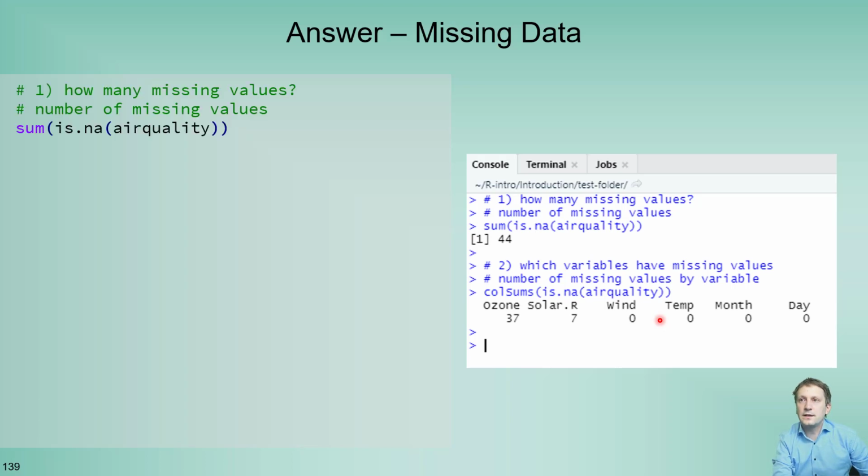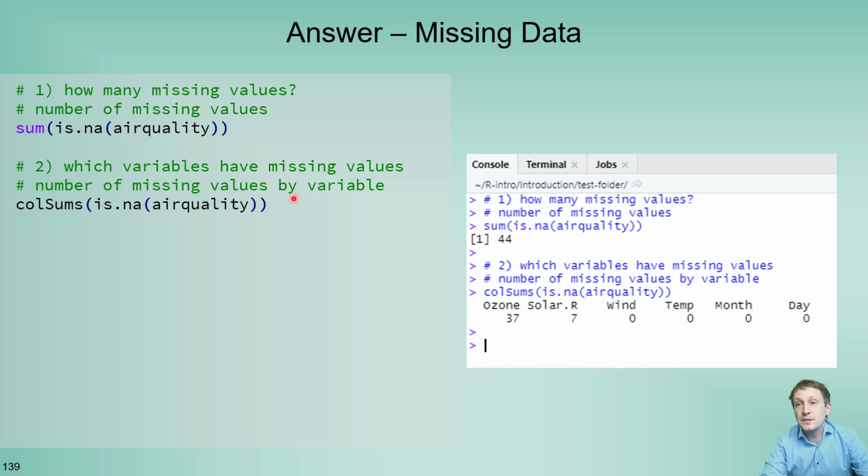Okay, let's take a look at the answers. So how many missing values do we have? So simply sum is.na air quality. That will give us a total number of missing values. In this case, 44.